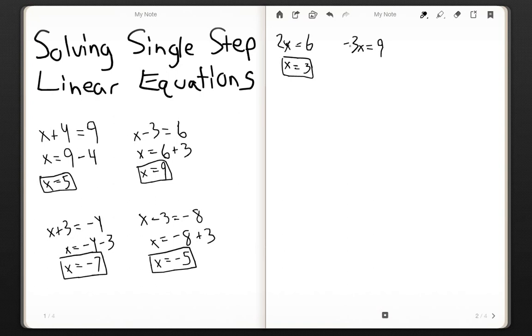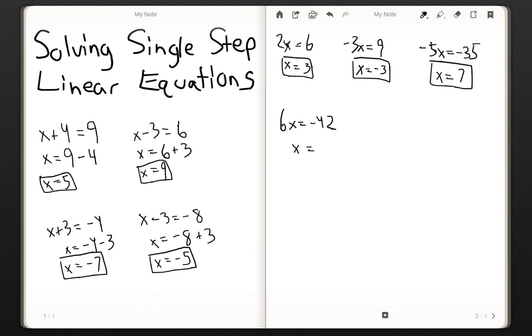Now, let's have a negative coefficient. Negative 3 times x equals 9. Always divide by the coefficient of x. 9 divided by negative 3 equals negative 3. Negative 5x equals negative 35. Same thing, divide negative 35 by negative 5, and you get 7. 6x equals negative 42. Negative 42 divided by 6 equals negative 7.